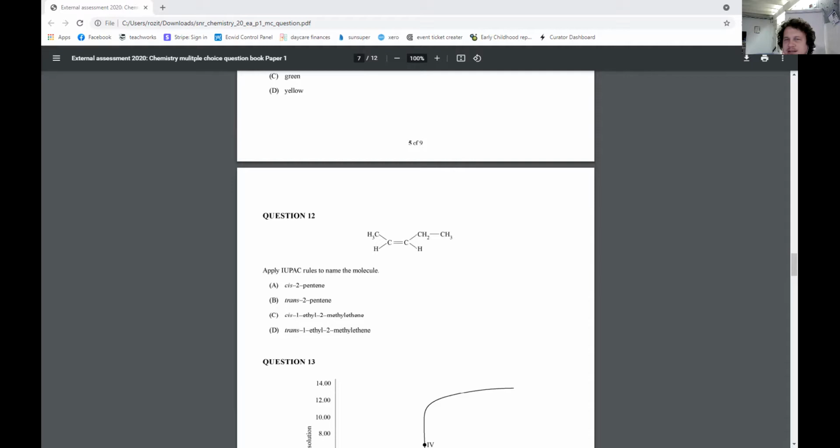So you remember naming the alkenes? It's basically just naming an alkene. And IUPAC rules are just how we name them.